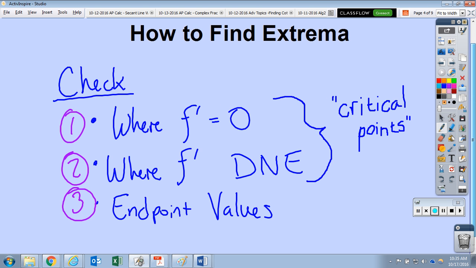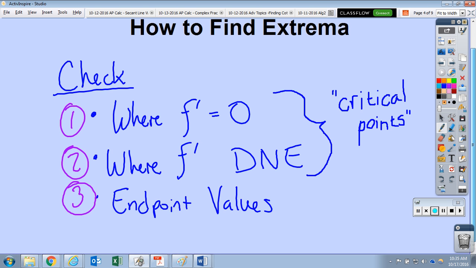So here's the big picture, how to find extrema, the three that I point out. These two are called critical points and endpoint values. So I'll give you an interval. There may be none for these, but there may be several for this, none for this. There may be one for this, none for this. We have to do all. Okay, where is f prime equals 0? Where does f prime not exist?